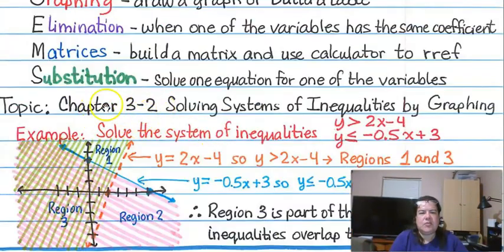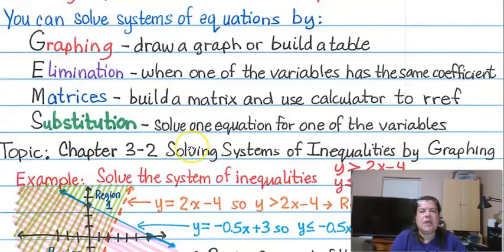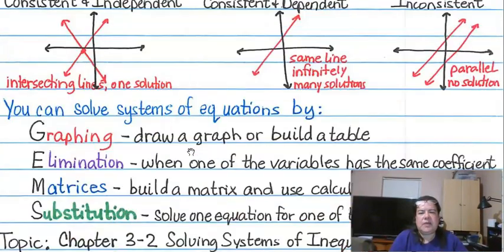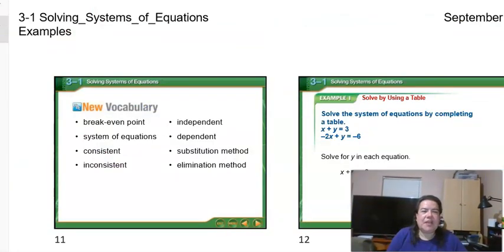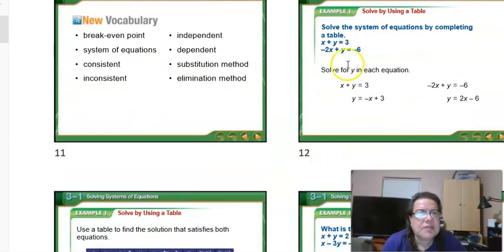These are notes here for section 3.2, but this is the stuff we're going to be dealing with right now, and then we'll go on to your packet. So in your packet for system of equations, we have section 3-1. On the first slide, slide 11, you see the vocabulary words that we've gone over pretty much in the notes, and then you have some examples and stuff.